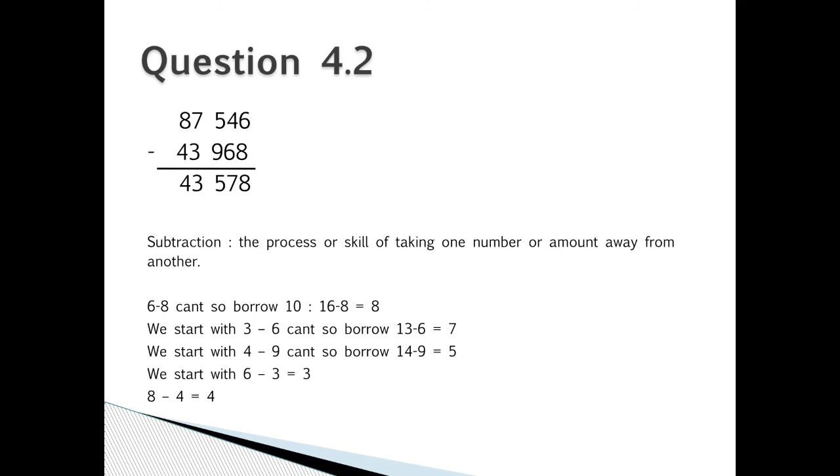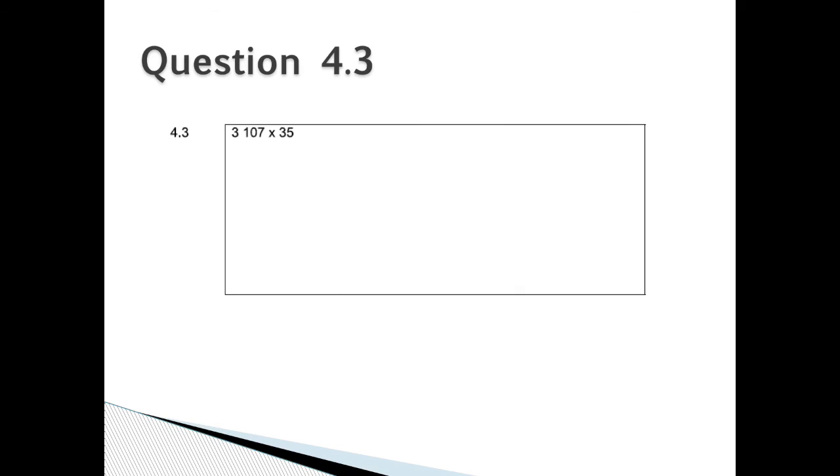We then start off with 5 minus the 1 that was borrowed to give you 4 minus 9. You can't, so you borrow again, and you end up with 14 minus 9, which is equal to 5. We then start off with 7 minus the 1 that was borrowed to give you 6. 6 minus 3 is equal to 3. And 8 minus 4 is equal to 4. So your answer is 43,578.